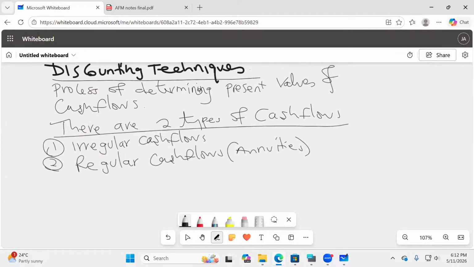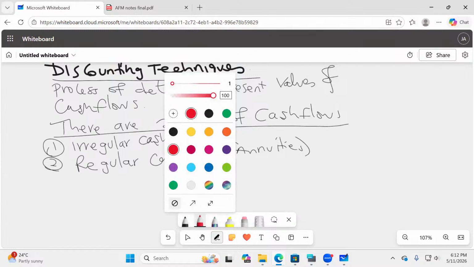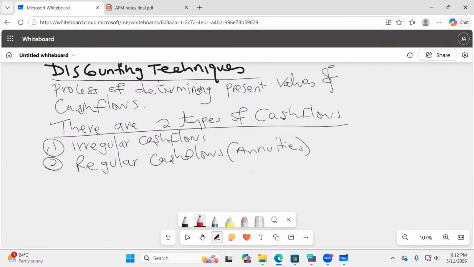Now, what are we supposed to appreciate, ladies and gentlemen, about these two types of cash flows? Anytime they want us to discount irregular cash flows, we shall always use what we call PVIF. How about regular cash flows? Regular cash flows, we shall use PVIFA to discount them.